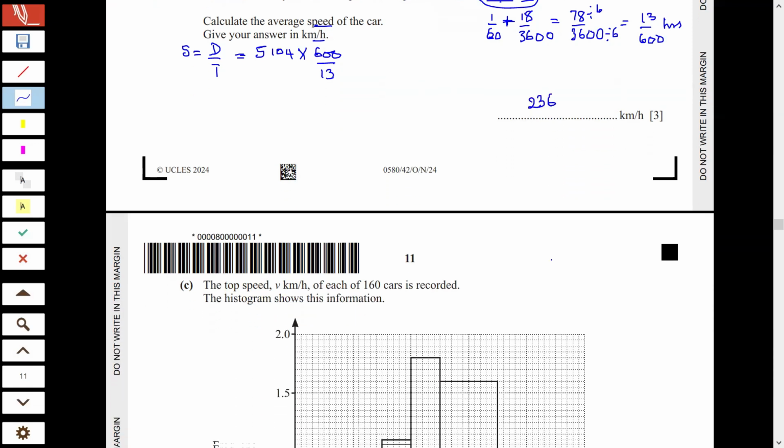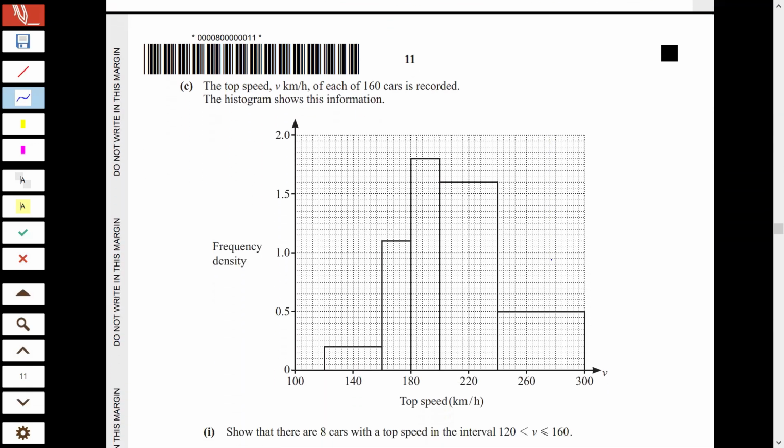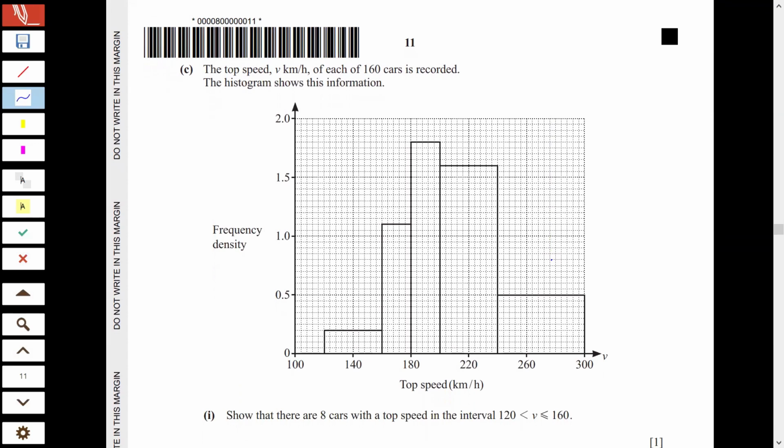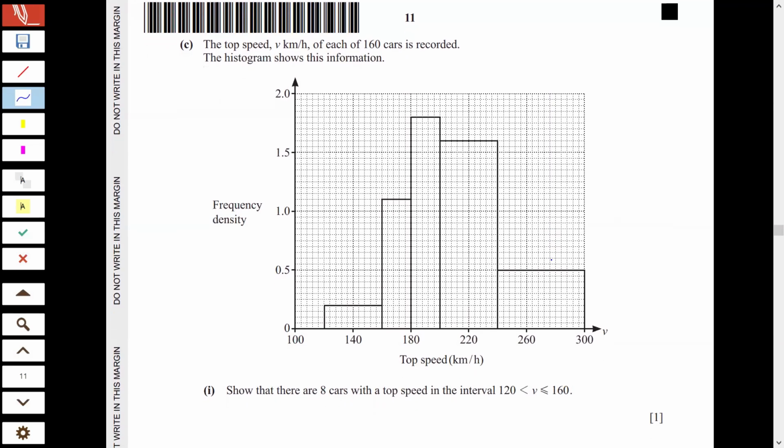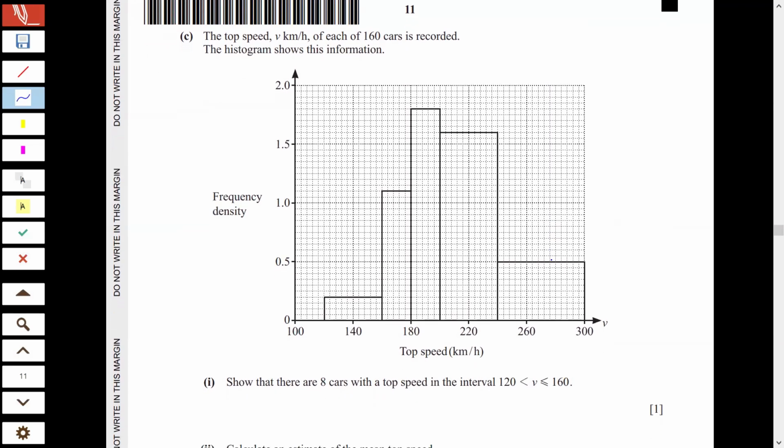Now to the next question, C. The top speed V kilometer per hour of each of 160 cars is recorded. The histogram shows the information. Show that there are 8 cars with a top speed in the interval of 120 less than V less than or equal to 160.